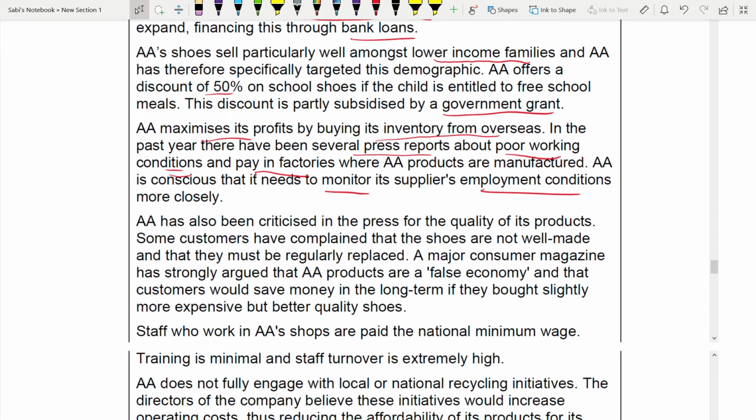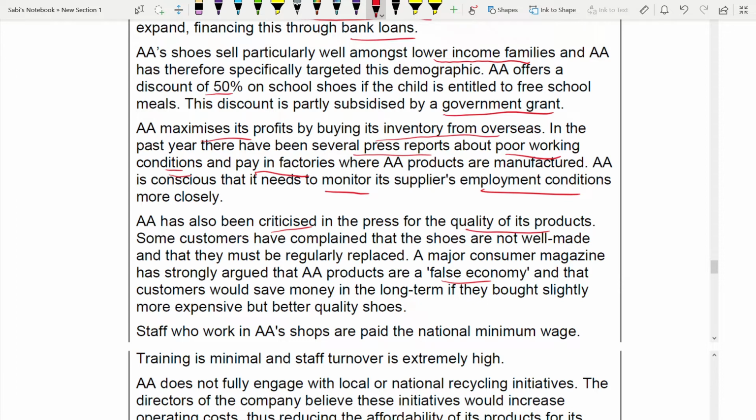A has been criticized for the quality of its product. Some customers have complained that the shoes are not well made and need to be regularly replaced. Also, according to a major customer magazine, double A products are a false economy. They say customers will save more money in the long term if they buy slightly more expensive but better quality shoes rather than buying from double A at the lower cost. Remember the demographic of double A: lower income families.